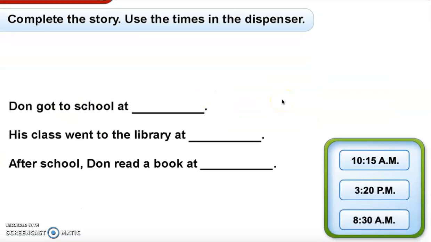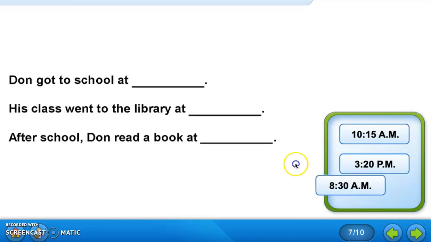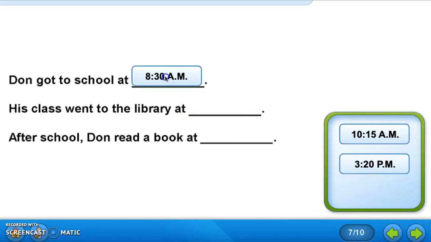So it says, complete the story. Use the times in the dispenser. So Don got to school at, we have 10:15 a.m., 3:20 p.m., and 8:30 a.m. So 8:30 a.m. seems to make the most sense here. So we're going to put this one here, right? 8:30 a.m. That's like early in the morning.